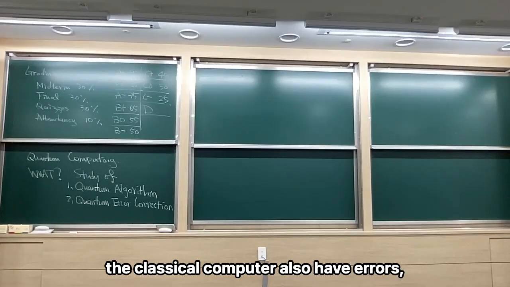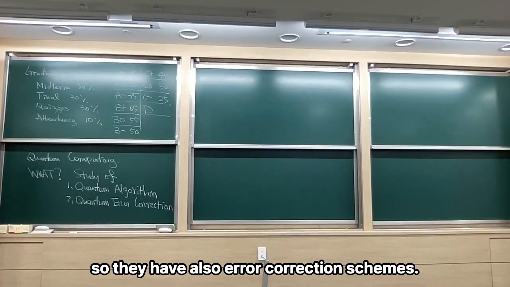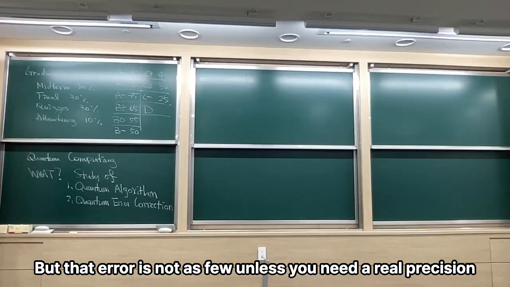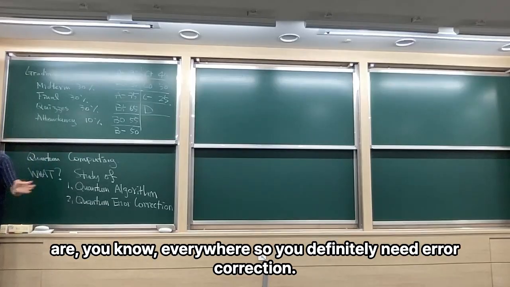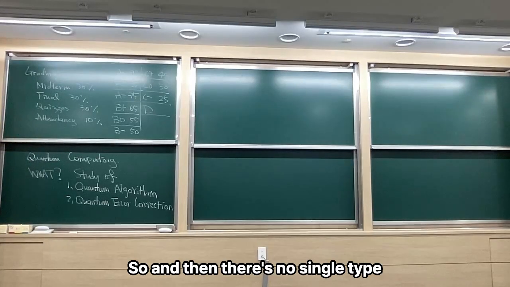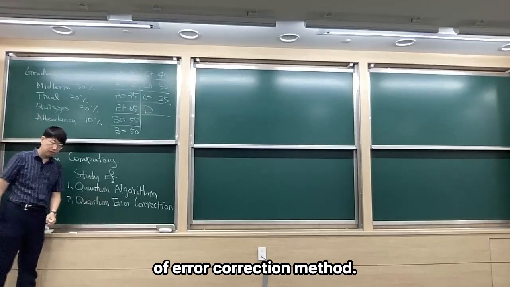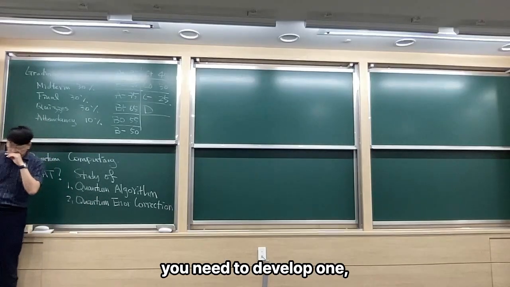And normal computers, the classical computers, also have errors, so they also have error correction schemes, but that error is not a problem unless you need real precision. But in the quantum computer case, errors are everywhere, so you definitely need error correction. And there's no single type of error correction method. You need to study it, you need to develop one.